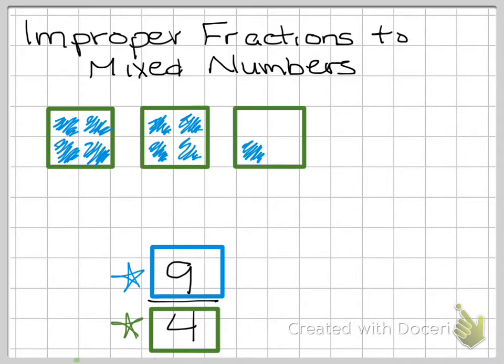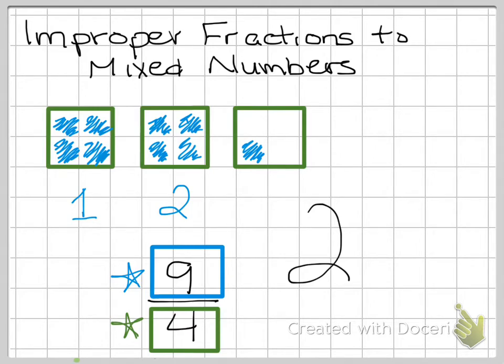And one thing that I really notice right away is that I have 2 boxes that are completely shaded in. So because I have 2 boxes that are completely shaded in, this lets me know that my final answer is going to have 2 wholes in it. It's going to have 2 wholes in it.